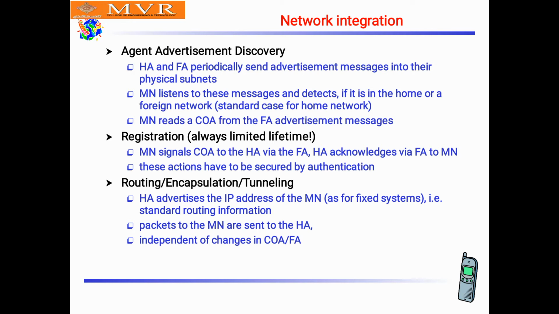Here the home agent advertises the IP address of the mobile node as for fixed systems, that is standard routing information, and packets to the mobile node are sent to the home agent independent of changes in the care of address and foreign agent. So all of this is integrated in the mobile IP network using three factors: agent advertisement and discovery, registration, and routing, encapsulation and tunneling.